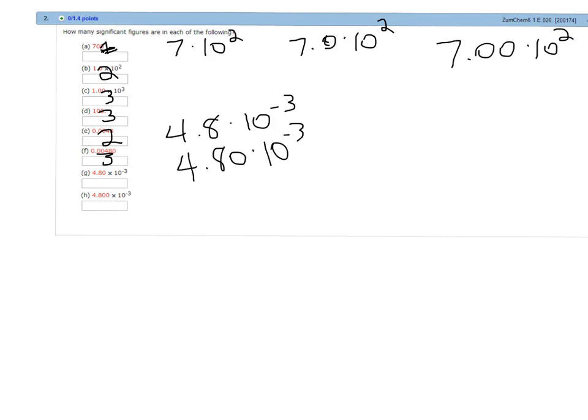And similarly, in part G, 3 significant figures. It's actually the exact same number as part F, but written in scientific notation. And then part H, 4.800, we've got 4 significant figures because those zeros that follow the 8 are at the end of the number and they're to the right of the decimal point.